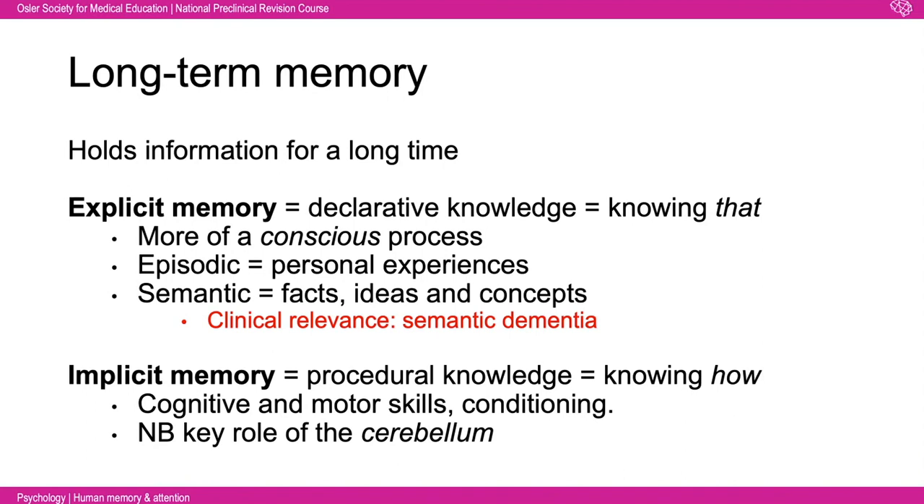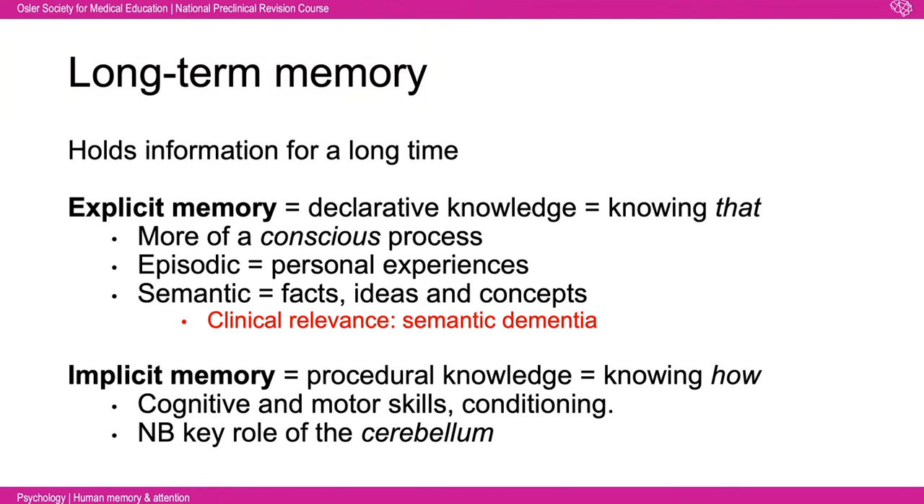So a clinical relevance of that is that you can get a quite specific subtype of dementia called semantic dementia, which specifically affects the semantic memory. So someone might be quite fluent in their speech, and they might remember their personal experiences quite well. But when asked to describe, for example, the meaning of something or how something relates to something else, they will have quite significant difficulty with that.